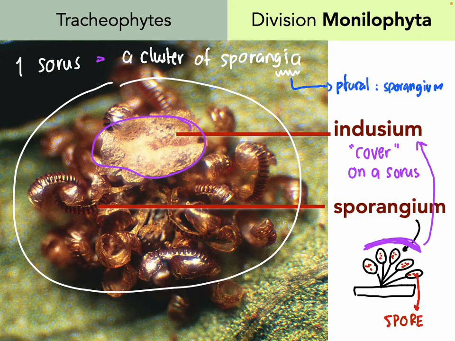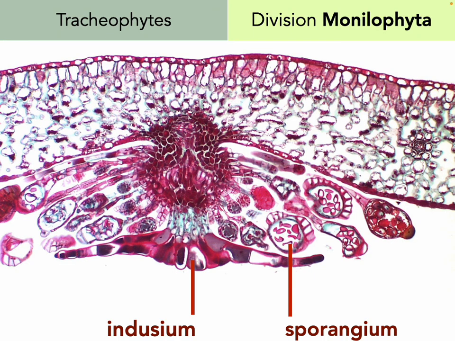And you should see that when you look at the cross section of this thing. What is this part? Leaf or frond, right? So this is the long section of a cross section of a frond. And on the underside of the leaf, you have this cluster. The whole thing here is the sorus. The indusium covers this part, and underneath the indusium, you have sporangia. Inside each sporangia, you have a lot of spores.